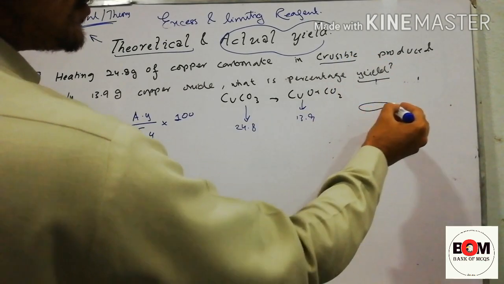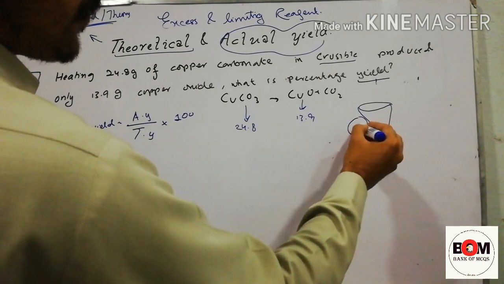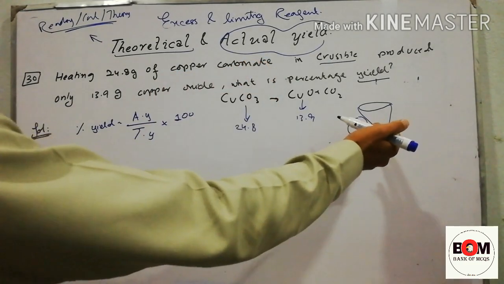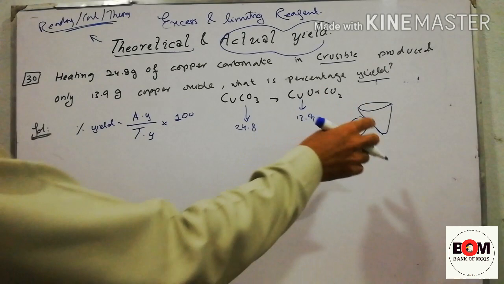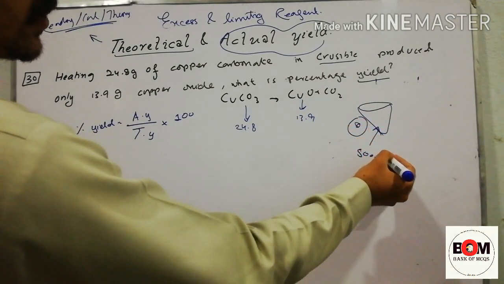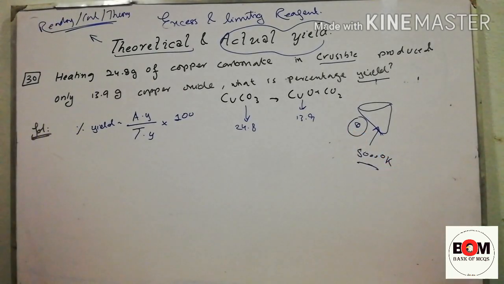So what is a crucible? A crucible is a part like this. We use it in chemical laboratories or any other laboratory. We put substances in it and give heat to decompose them. The crucible can bear high temperatures, so it is temperature-bearing equipment. Someone is performing the experiment using the crucible.